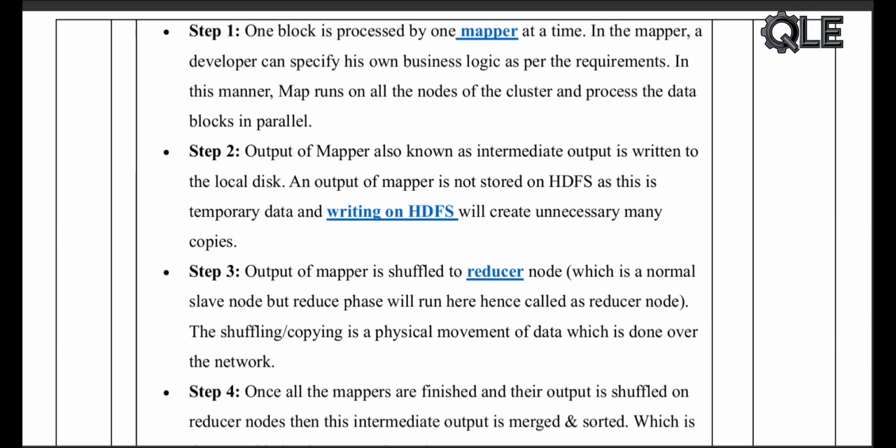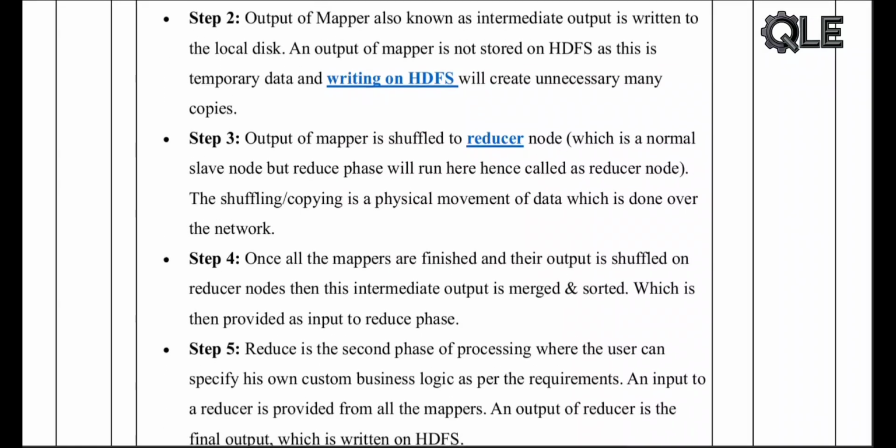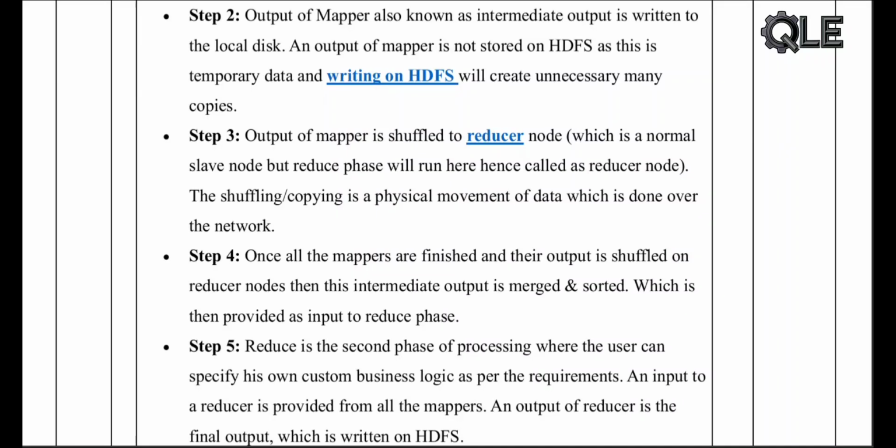Step 3. Shuffling to reducers. Once all mappers finish, the intermediate data is shuffled and transferred to reducer nodes. This is where data moves over the network to appropriate reducers based on key grouping. For example, all values with the same key go to the same reducer.